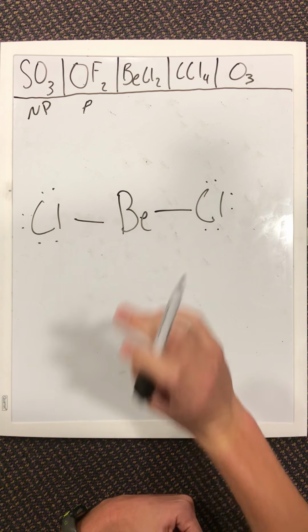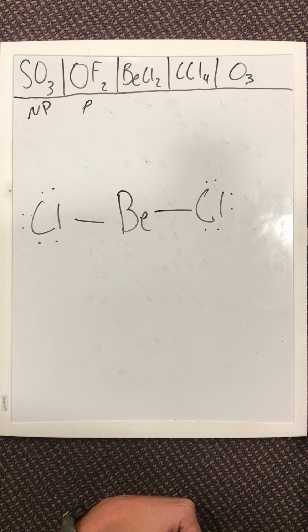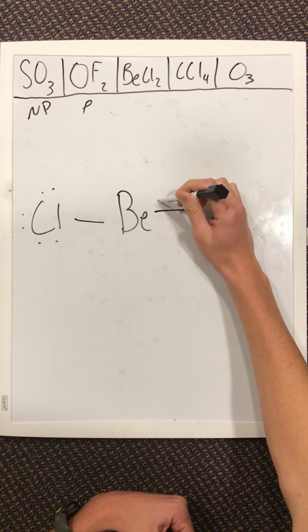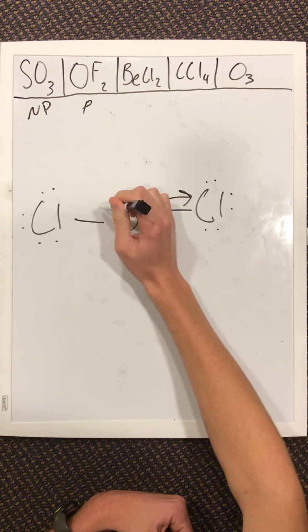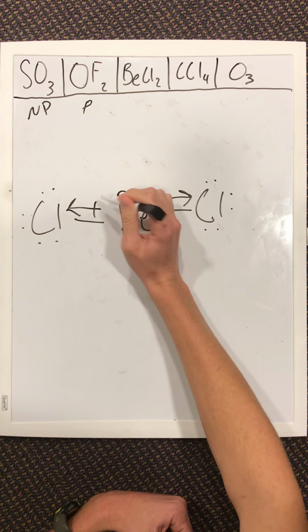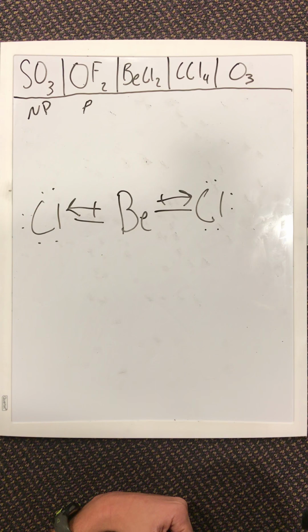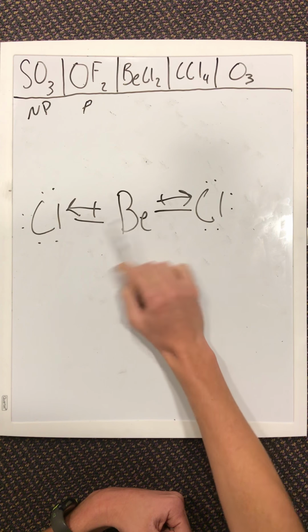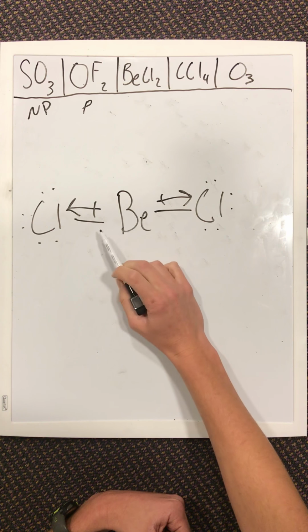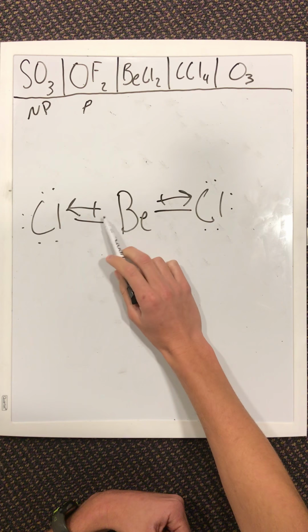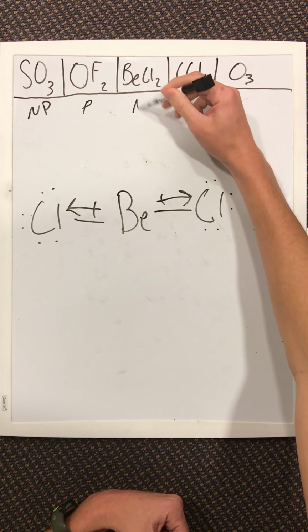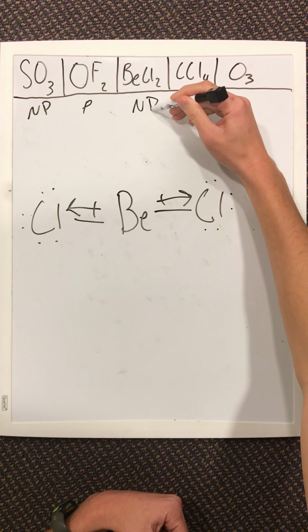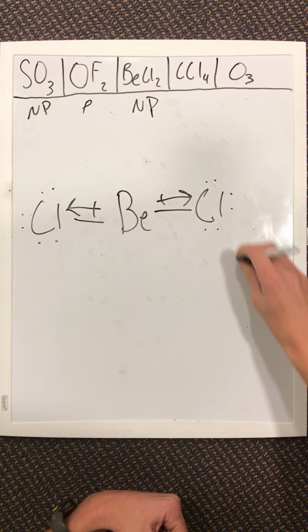And next thing we are going to do is draw our dipoles, which go towards Cl, because Cl has greater electronegativity. And as we can see here, the domains are equivalent. So whenever we add these together, the vectors or dipoles are going to cancel out, and we get a non-polar molecule in BeCl2.